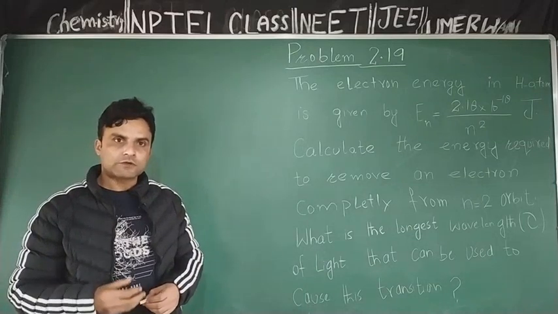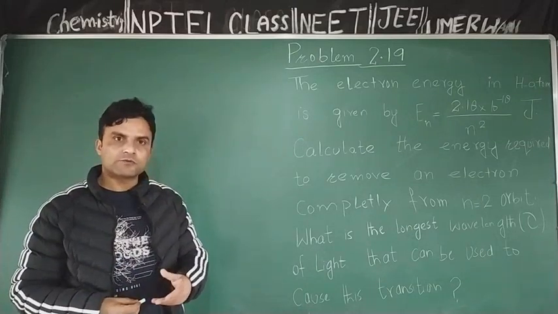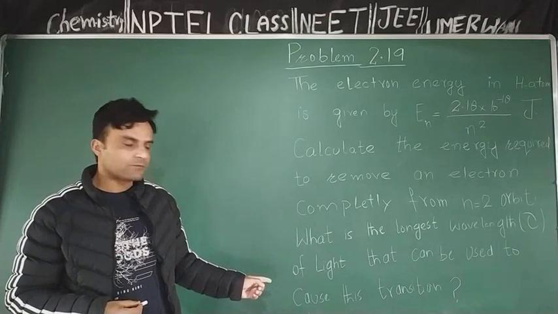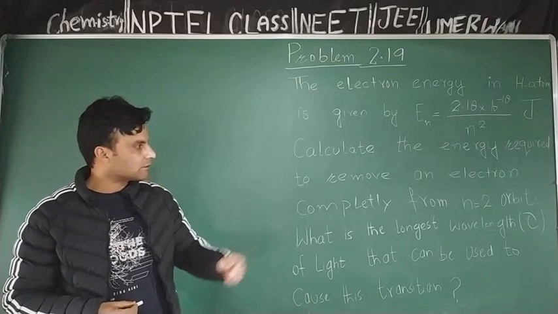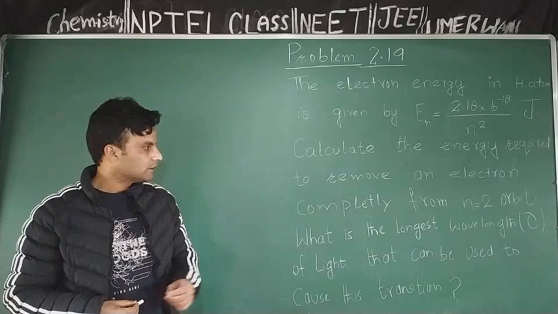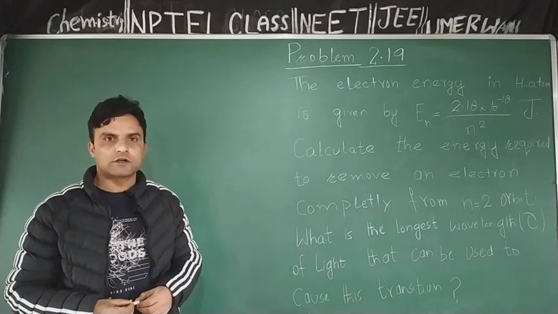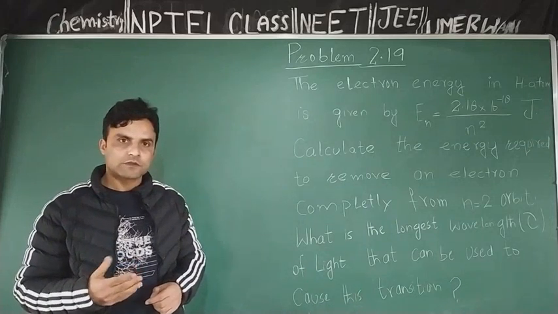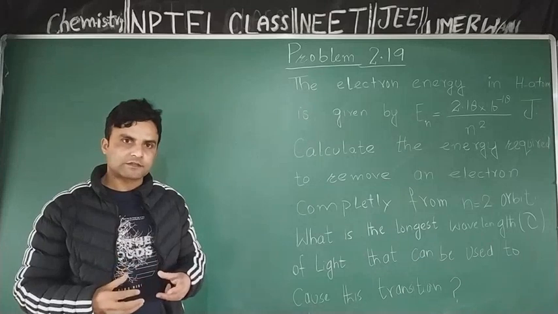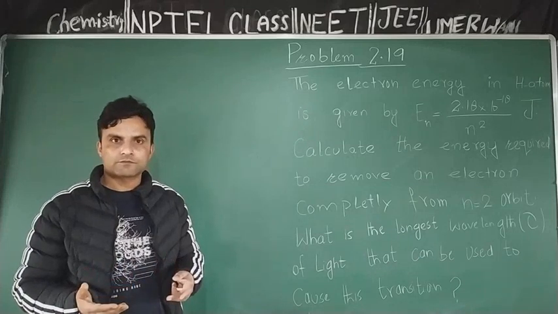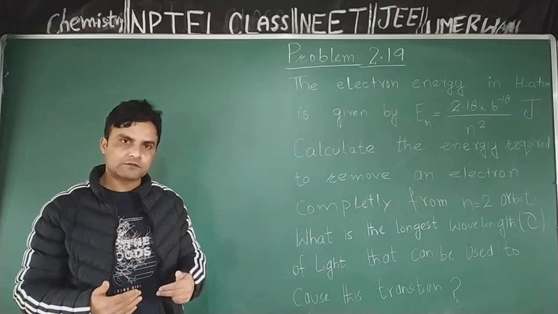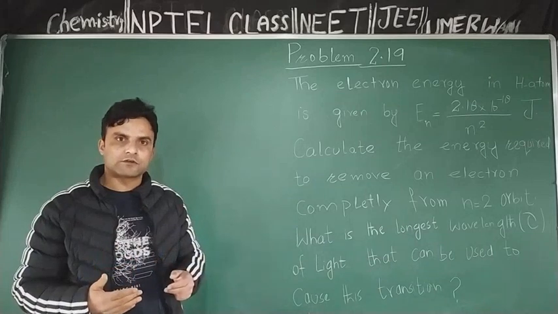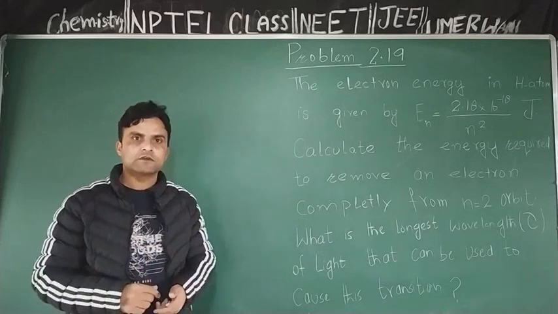Not only we have to calculate energy required for this transition, but we have one more thing to calculate, that is what is the longest wavelength of light that can be used to cause this transition. Actually, it is not a transition, it is ionization. Hydrogen atom is in first excited state. Now we have to ionize it. First excited state means electron is present in n is equal to 2 second orbit. Now we have to remove this electron from hydrogen atom which is present in its second orbit.